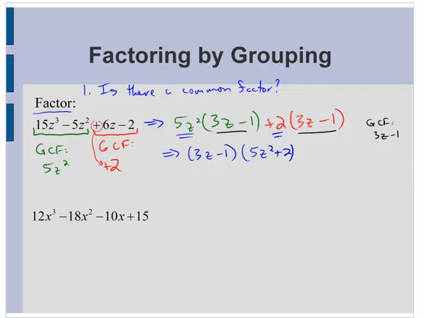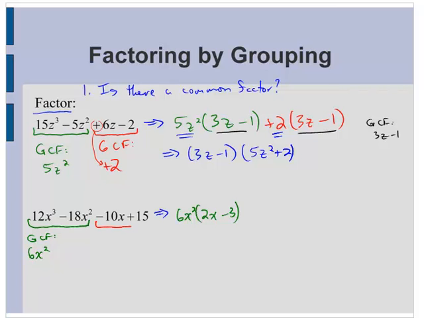Try the next one on your own. So again, first thing I would ask myself is there a common factor? Again, the answer is no, there is no common factor. So I look over the first grouping. Do they have a common factor? 6x squared. So then I would have 6x squared by something, 6x squared by 2x minus 3.